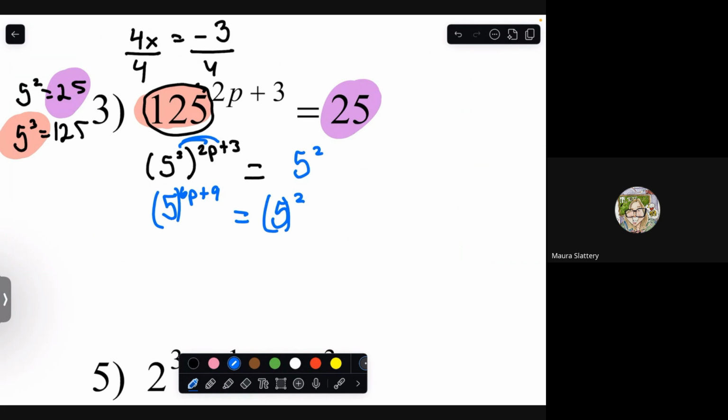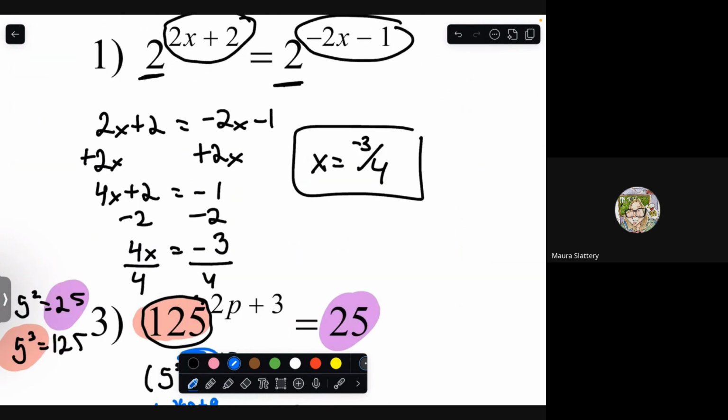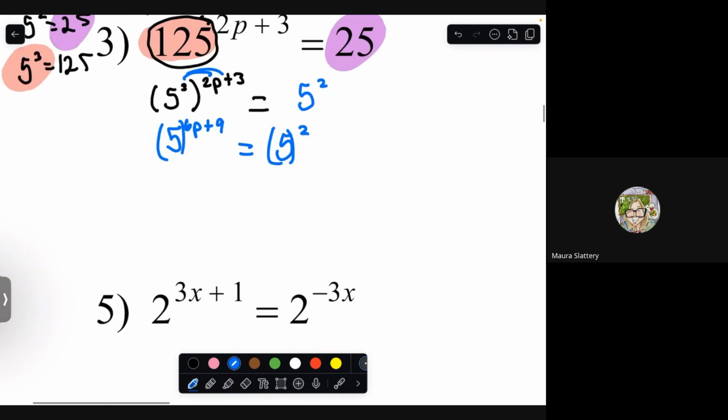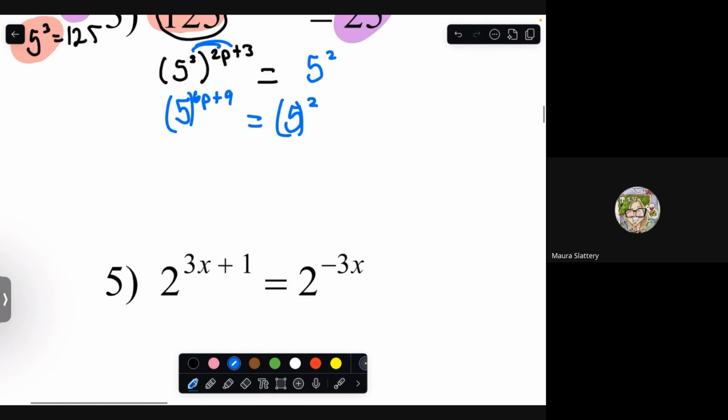All right. So now, do you guys see how this problem is pretty similar now to problem 1, where it's all in the same base? So what do you think we should do? Set them equal, right? Set the powers equal to each other. So we're going to say 6p plus 9 equals 2. Good? So go ahead and solve that.